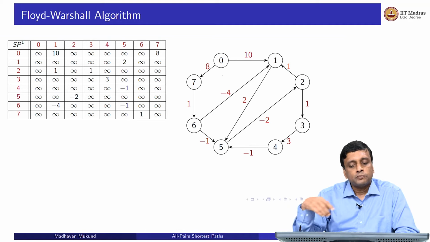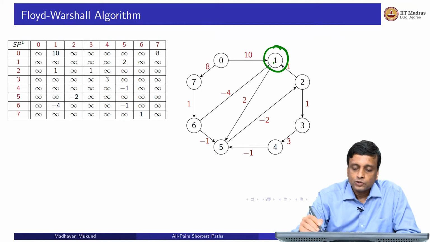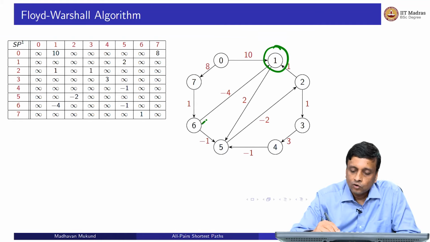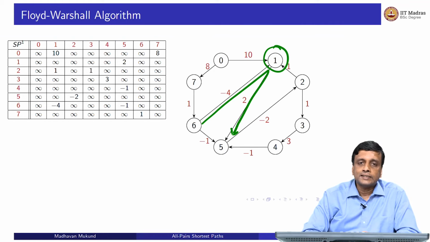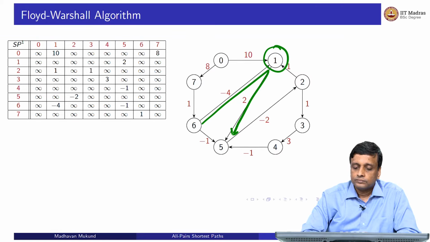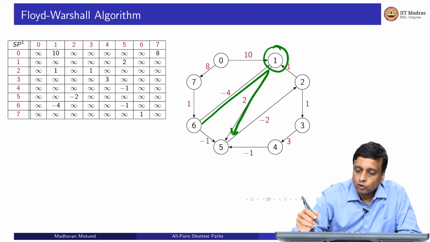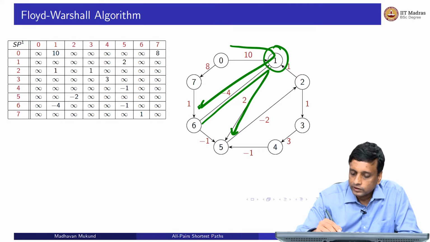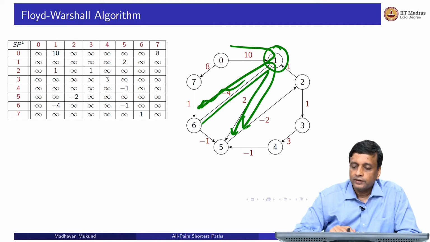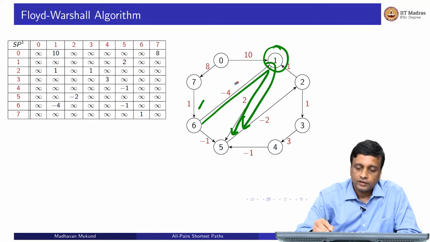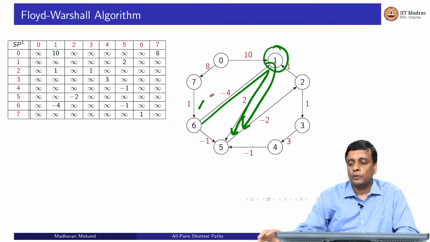But now when I go from SP1 to SP2, I am allowed to pass through 1. So, I am allowed to do things like go from 6 to 1 and then 1 to 5. These are both direct edges and I am allowed to use this. Or I am allowed to say, for example, go from 0 to 1 and 1 to 6, 0 to 1 and 1 to 5 again. So, these things become possible. Things which pass through 1 now become possible.